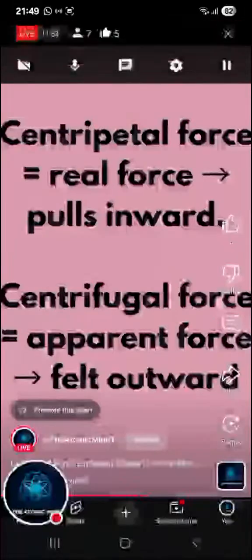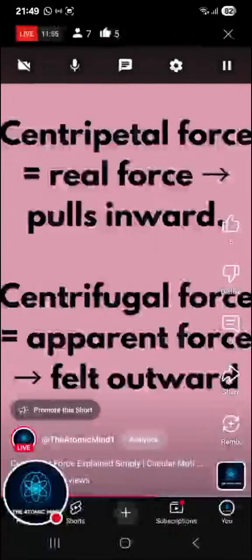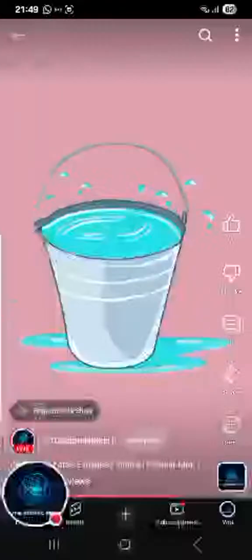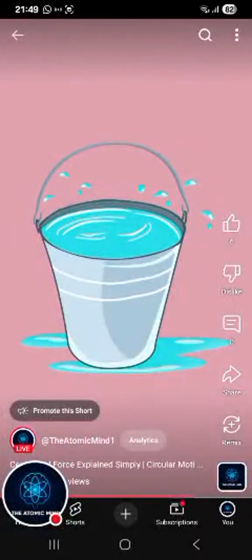Centripetal force is the real force that pulls the body inwards, whereas centrifugal force is the apparent force that is felt outward. An example of centrifugal force is water being thrown outward when a bucket is swung in a circle. It is due to inertia, not a real outward force.